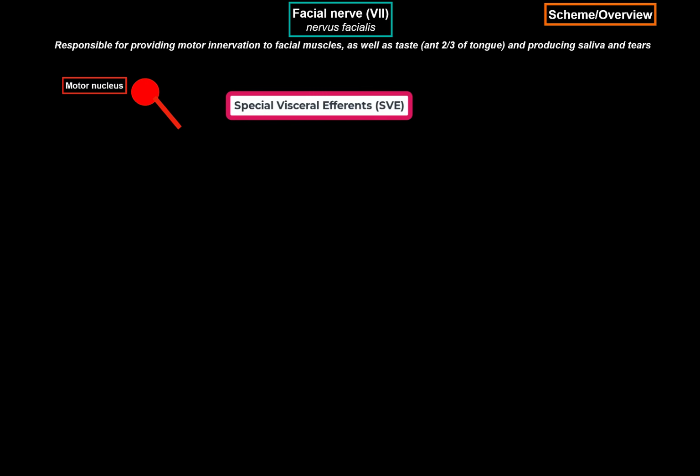Let's now do the facial nerve. The facial nerve is responsible for providing motor innervation of the facial muscles, as well as taste from the anterior 2/3 of the tongue and producing saliva and tears. Within the pons and the upper part of the medulla, we will find the motor nucleus, which sends out motor fibers or special visceral efferent fibers.